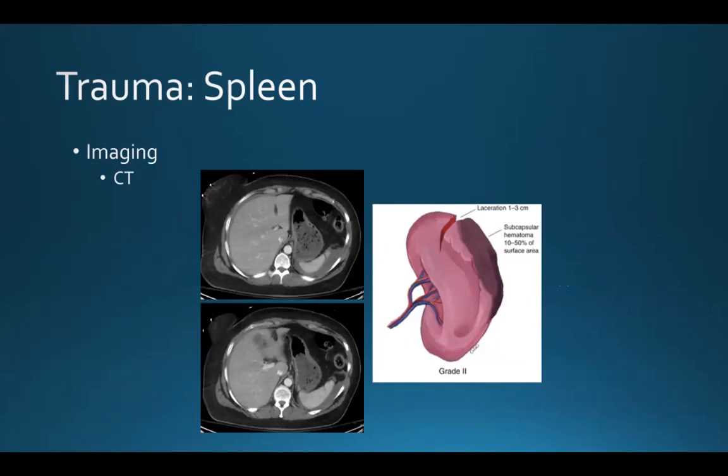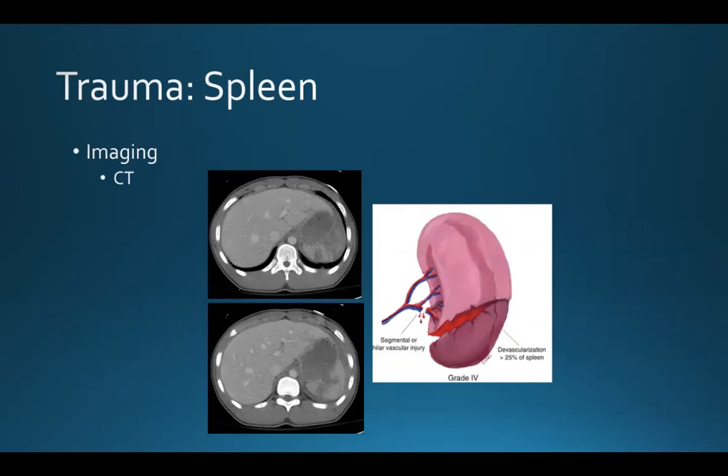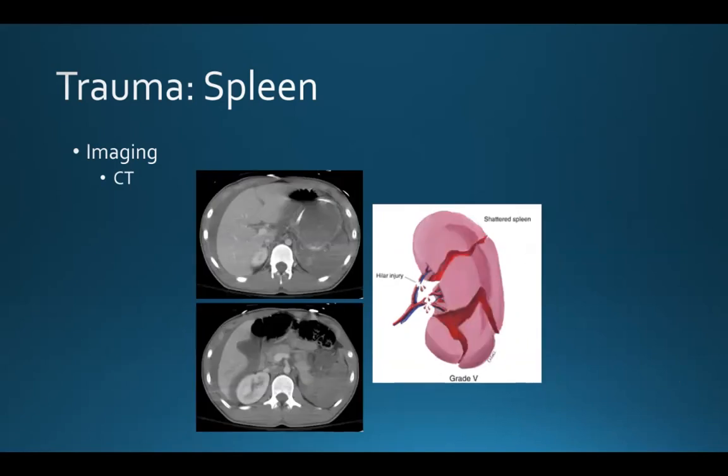I included some examples here of splenic trauma, and I'm not going to go through them, but they're here if you want to look more closely at them. So this is an example of a grade 2 laceration. Here's an example of a grade 3 laceration with a more extensive subcapsular hematoma and a deeper laceration. Here's an example of a grade 4 laceration with some devascularization of parenchyma. And here's a grade 5 or a shattered spleen.